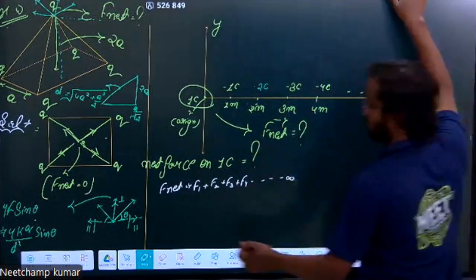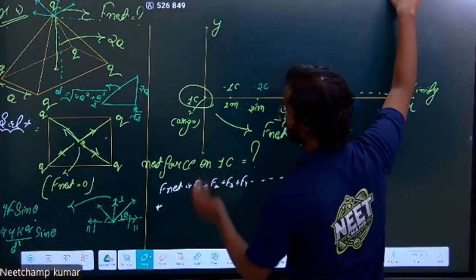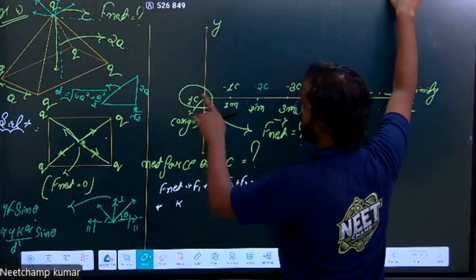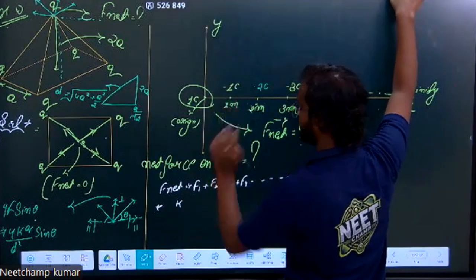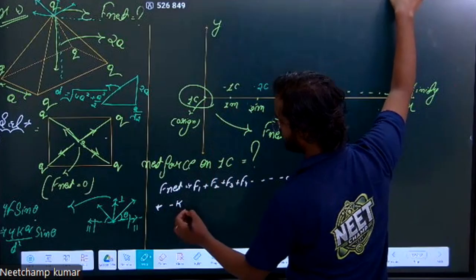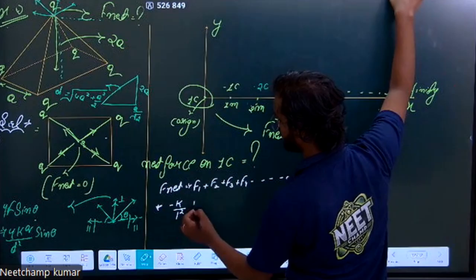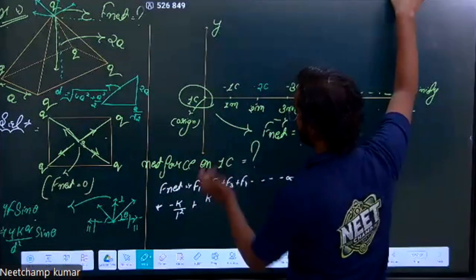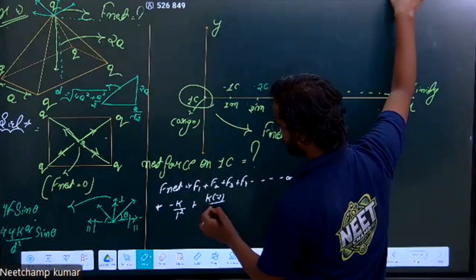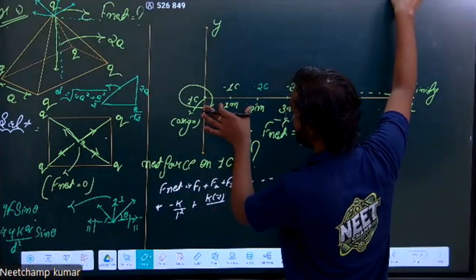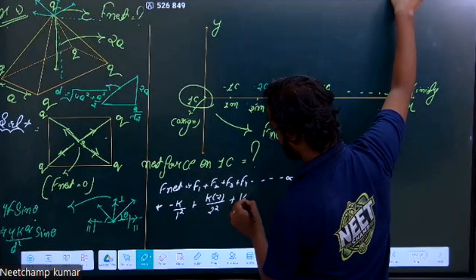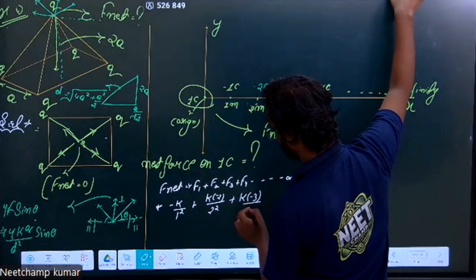Now write F1. F1 is how much? That is k q divided by r square. So minus 1 is there, divided by r square, right? Similarly, k times minus 2 divided by r square, but r here will become 2 square, right? Similarly, k times minus 3 divided by 3 square, right?